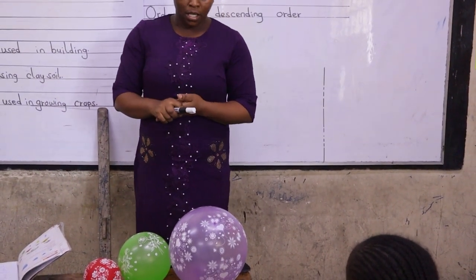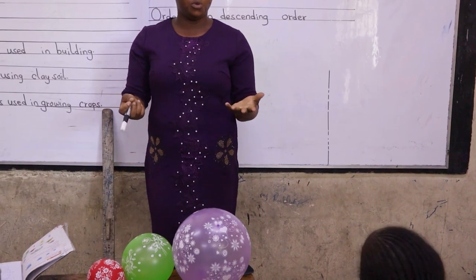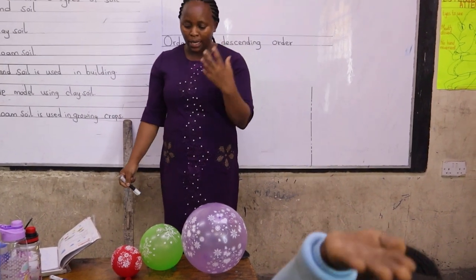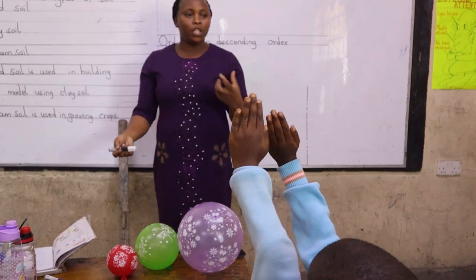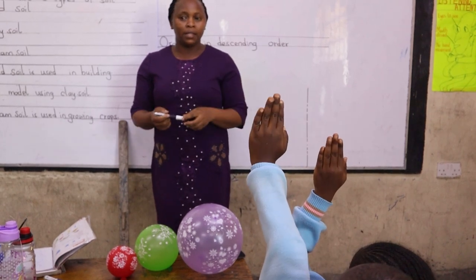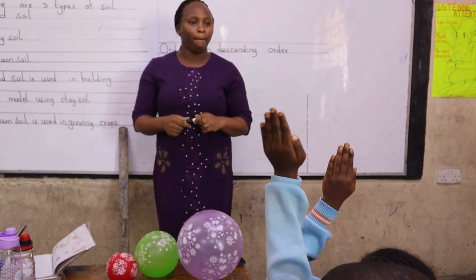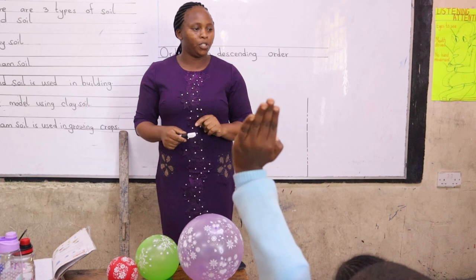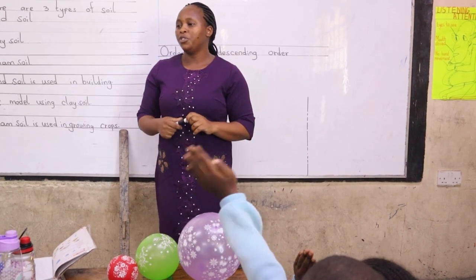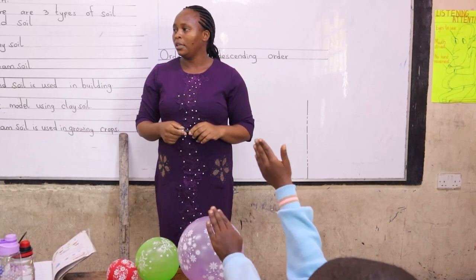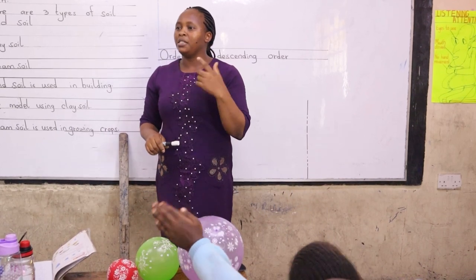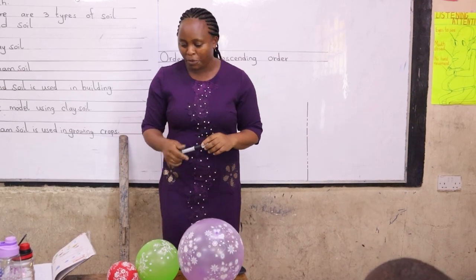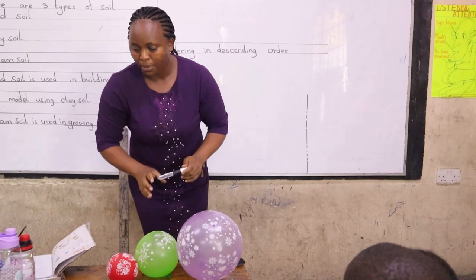Now, pupils, who can tell me which one is the biggest balloon? You say them according to colors. We have got purple, green, and red. So which one is the biggest? Yes, Laura? Good. The biggest one is purple. Which one should follow? Yes, Jason? The green one. That's good. And which one is the smallest? Yes, Maxera. Red one. Good. That's good of you. Let's do another example.